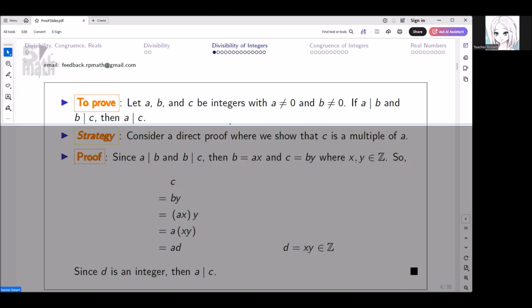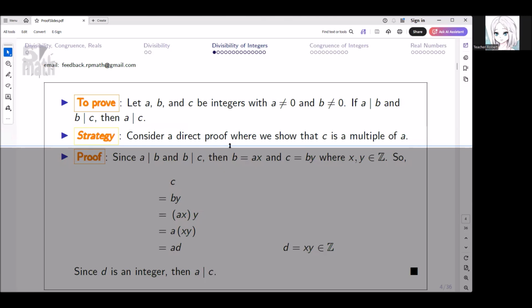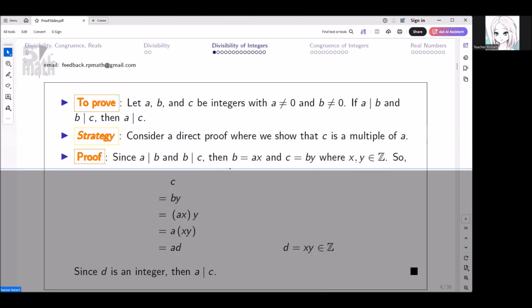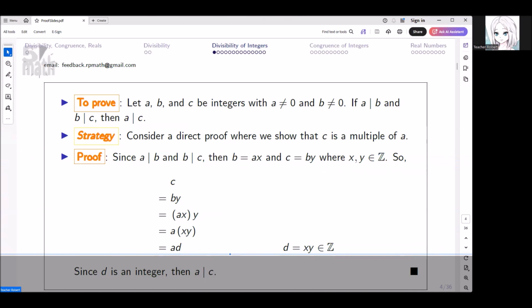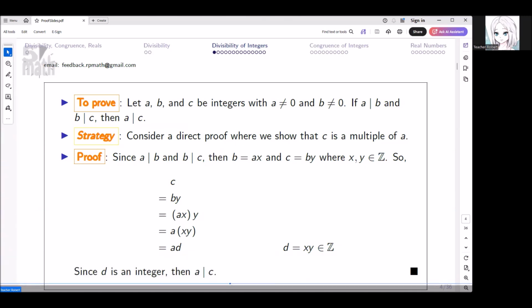To prove, let a, b, and c be integers with a not equal to 0 and b not equal to 0. If a divides b and b divides c, then a divides c. Strategy. Consider a direct proof where we show that c is a multiple of a. Proof. Since a divides b and b divides c, then b equals ax and c equals by, where x, y are integers. So, we have the following. Since d is an integer, then a divides c.